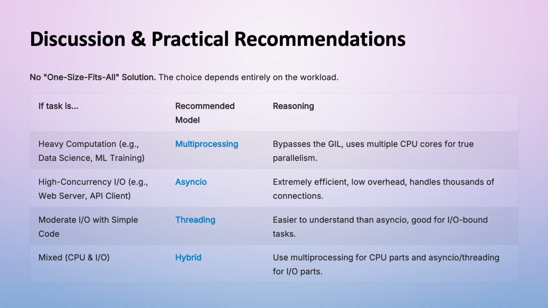So, what are the practical takeaways? Discussion and practical recommendations. There is no one size fits all solution. For heavy computation like data science or machine learning, use multiprocessing to bypass the GIL. For high concurrency IO like web servers or API clients, use asyncio for its low overhead and massive scalability. For moderate IO with simpler code, threading works well. For mixed workloads, consider a hybrid approach, combining multiprocessing for CPU parts and asyncio for IO parts.